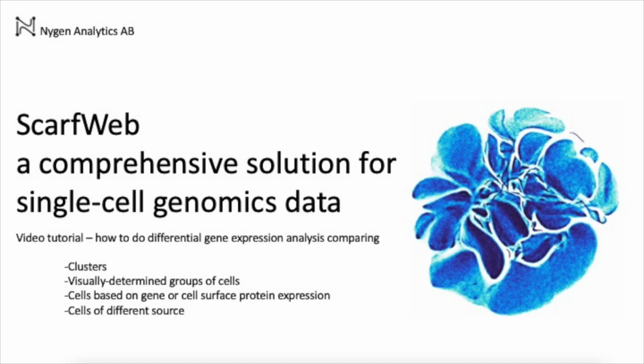In ScarfWeb, you can do differential gene expression analysis comparing any cell you see in the UMAP. In this video tutorial, I will show you how to use the lasso tool to compare clusters, visually determined groups of cells, cells based on gene or cell surface protein expression, or cells of different source.